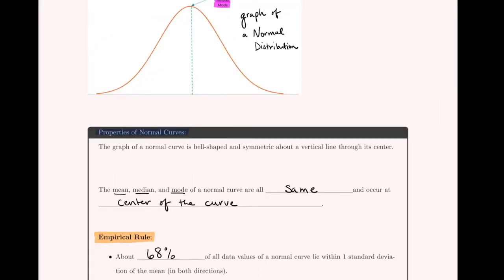Let's look back at the graph to get a visual of what this means. We learned in a previous lesson how to calculate the standard deviation. So for this particular graph, let's say that this distance is exactly one standard deviation. And we see that we're basing it off of the mean. Now our definition said it lies within one standard deviation in both directions. So we would also have the same distance to the left of the mean. So 68% of the data values lie in this range.